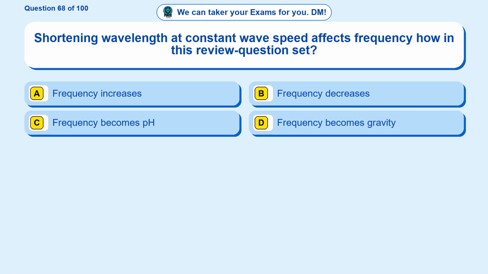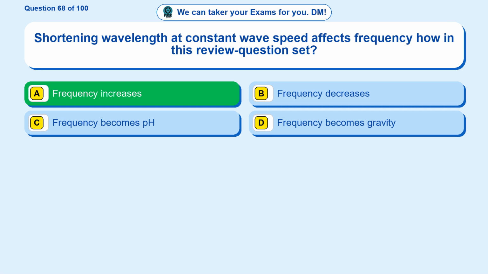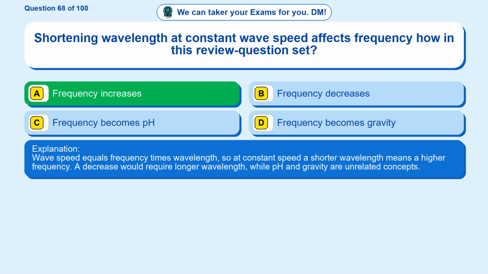Question 68. Shortening wavelength at constant wave speed affects frequency how in this review question set? Option A, frequency increases. Option B, frequency decreases. Option C, frequency becomes pH. Option D, frequency becomes gravity. The correct answer is option A. Frequency increases. Wave speed equals frequency times wavelength, so at constant speed a shorter wavelength means a higher frequency. A decrease would require longer wavelength, while pH and gravity are unrelated concepts.